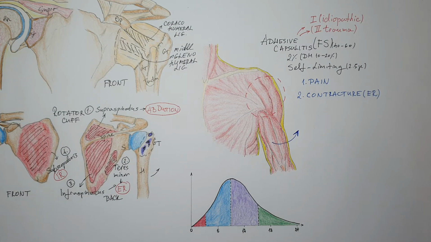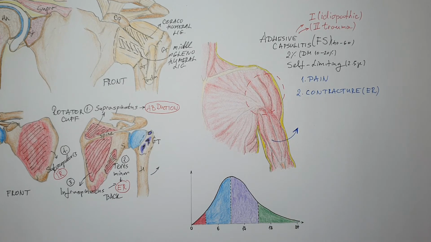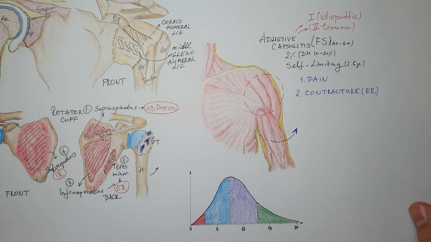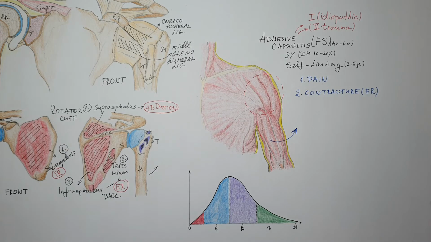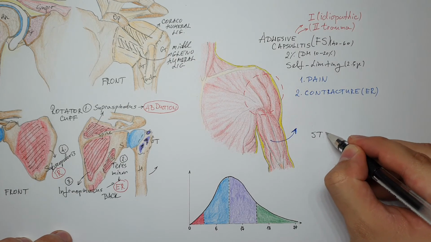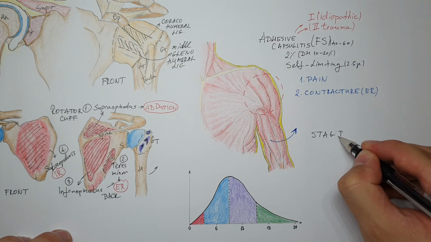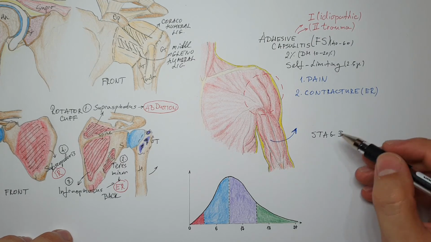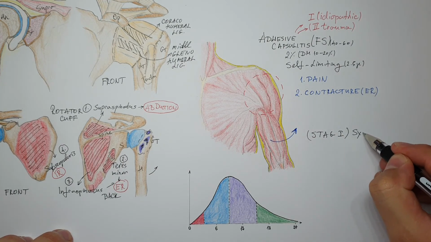Actually, in order to diagnose this disease, the main thing is a detailed history and a detailed clinical evaluation with laboratory and X-ray pictures in order to rule out other conditions. The disease has 4 stages. So stage 1 is actually called the stage of synovitis.